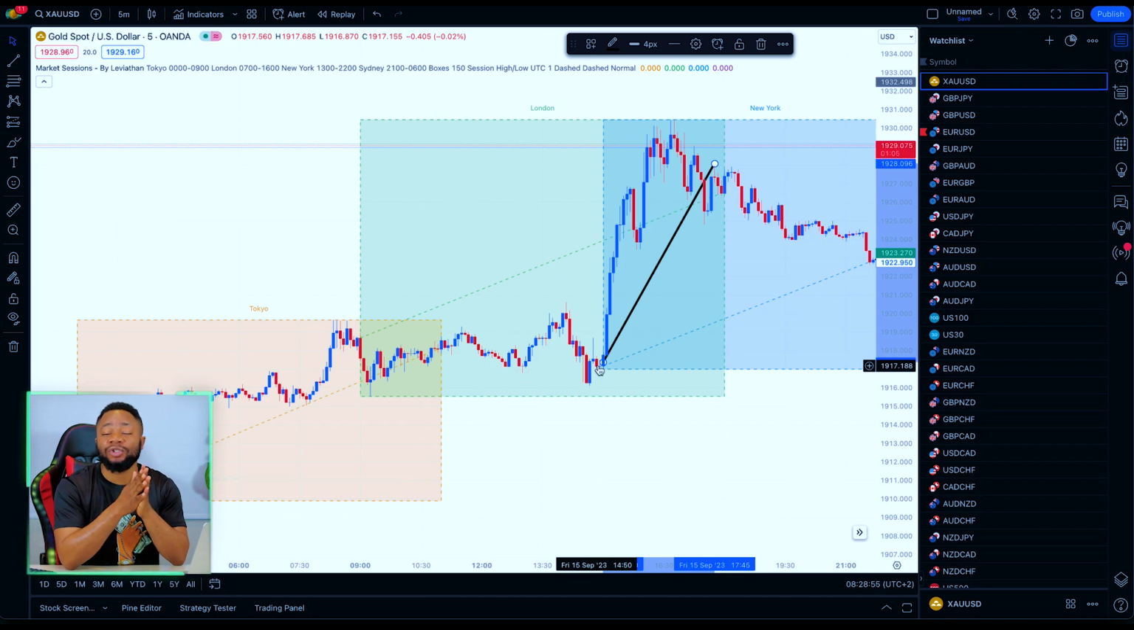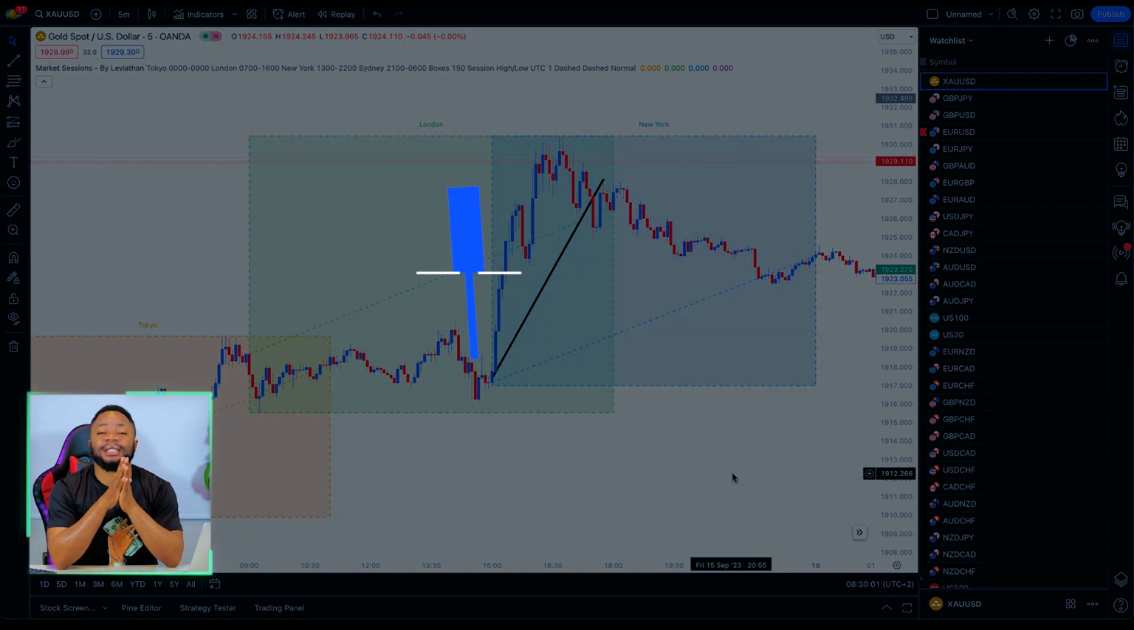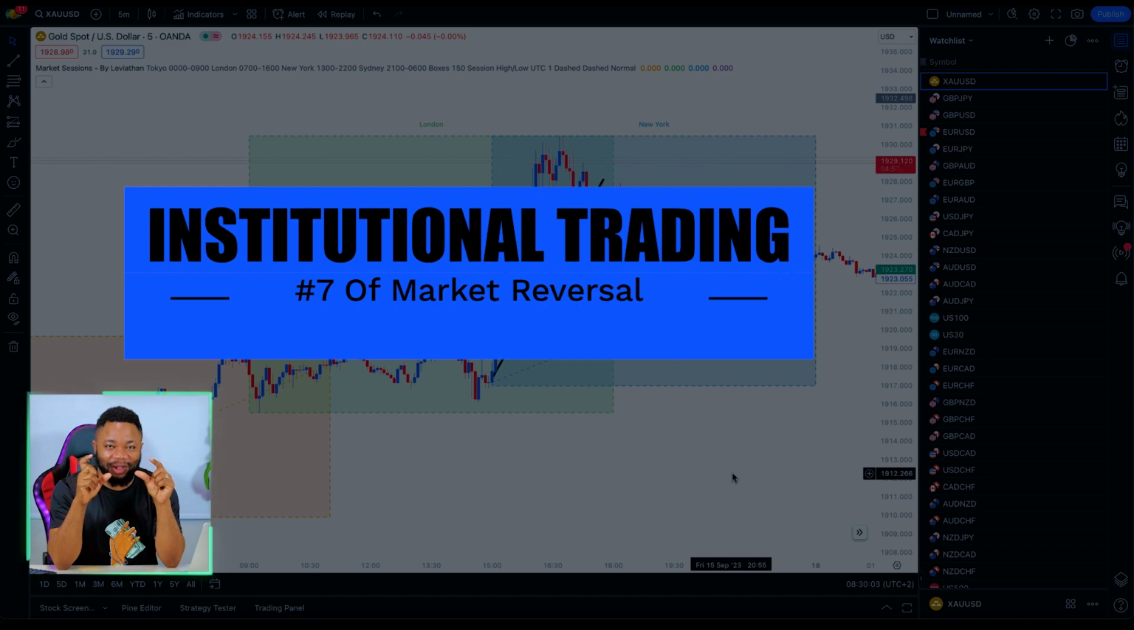It used to happen most of the time: since they are predicting that to happen, psychologically they've already repositioned themselves to take advantage of that opportunity, and you actually see the original trend reversing. Then the last point on our list why you tend to see the market reversing the direction as soon as we get to a new market session is institutional trading.